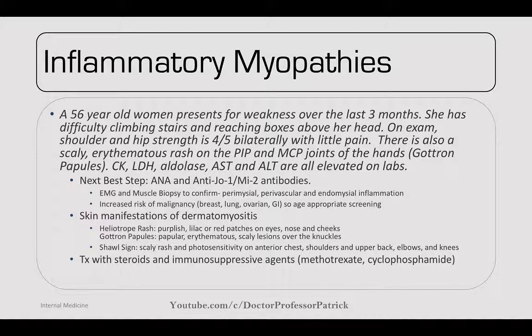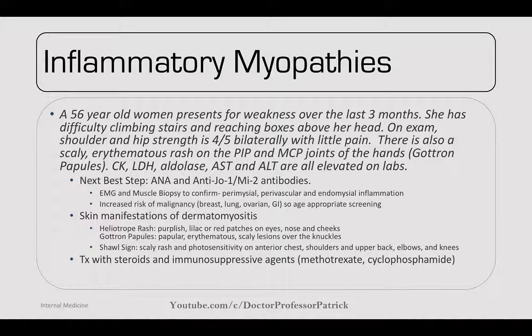The next best step here would be ANA, specifically the anti-Jo1 or Mi-2 antibodies. EMG and muscle biopsies can confirm the inflammatory myopathy. You're going to look for perimysial and perivascular and endomysial inflammation. There's an increased risk of malignancy, specifically in the breast, lungs, ovarian, and GI, so age-appropriate screening is often an answer choice. And then the skin manifestations of dermatomyositis in particular.